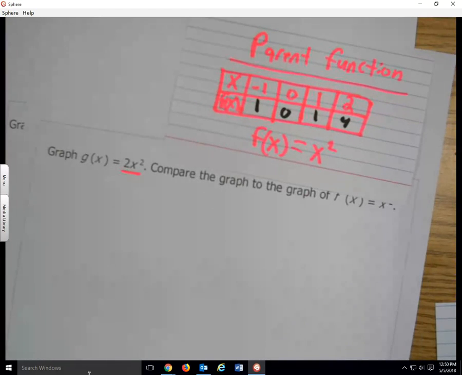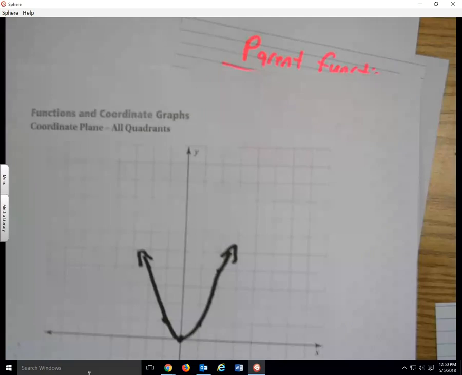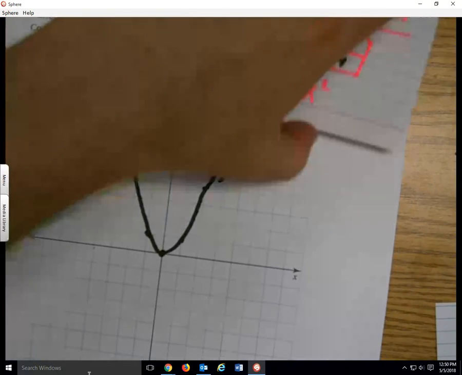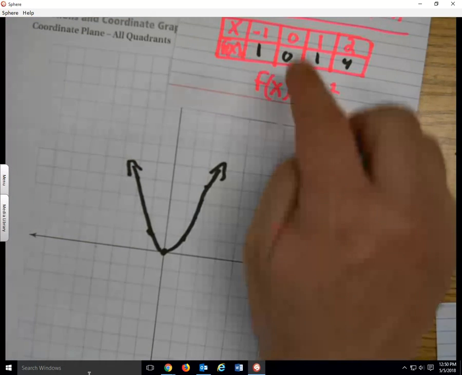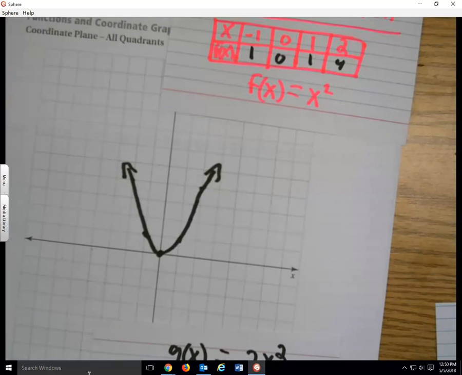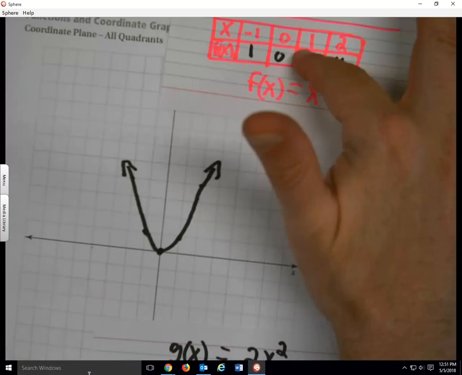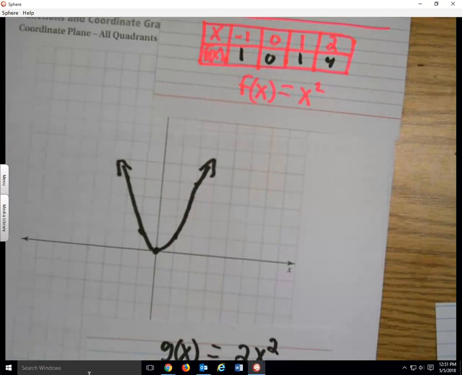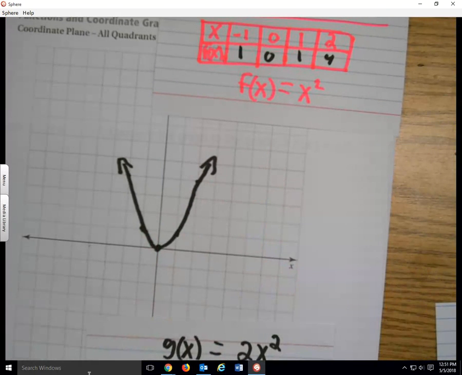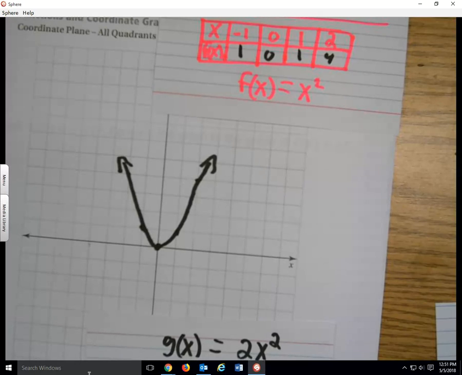Okay, since I already had the parent function graph from last time, let's use that. The parent function is already done. Remember, we chose these numbers and substituted them in, and now we want to graph this new one. I have a pink marker. I'm going to use black for the parent function and pink for this new one, just so you can see the different colors. So we're going to substitute this -2 in and see what we get.